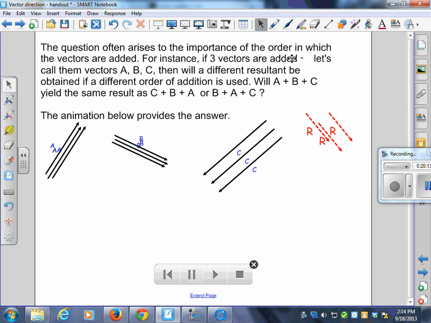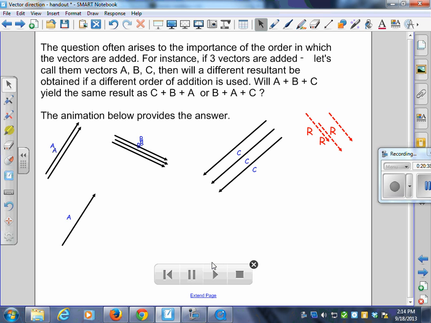Let me show you. If the three vectors are added, let's call them A, B, and C, then will a different resultant be obtained if a different order of addition is used? Will A plus B plus C give the same result as C plus B plus A or B plus A plus C? Are all these A's the same? Yes. Are all these B's the same? Are all these C's the same? Well, let's watch what happens.